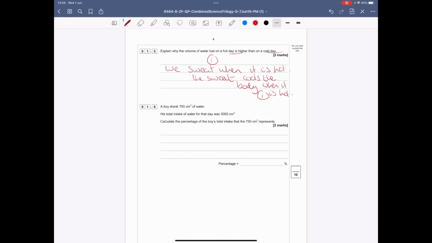A boy drank 750 centimetre cubed of water, and his total intake of water was 3,000. Calculate the percentage of the boy's intake that the 750 centimetre cubed represents. So we're just doing a percentage. Now when you do a percentage, it's pretty much always the smaller number over the bigger number times by 100. So 750 divided by 3,000, times that by 100, put that on your calculator, and it gives you 25%. Okay?